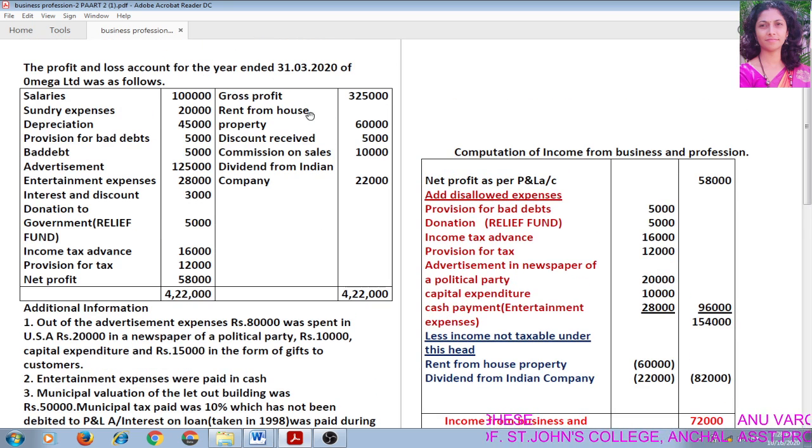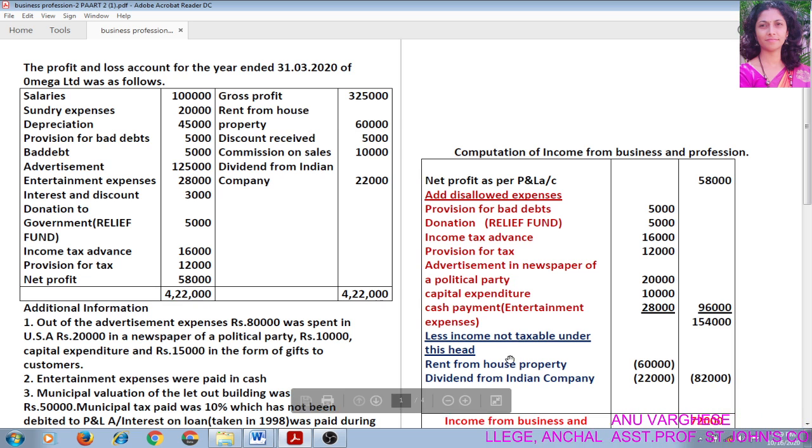See the credit side of the P&L account. Gross profit, rent from house property. This item is not related to income from business and profession. This item is related with income from house property. So we cannot accept this item. So deduct that figure, less rent from house property 60,000. Write that figure in the inner column.